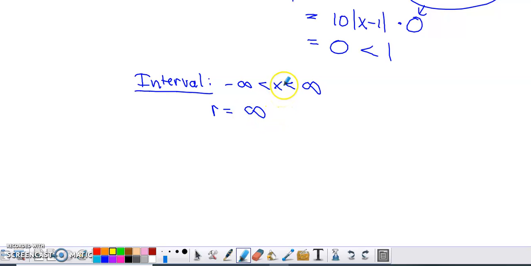This was based at 1. I go up infinity units to the top value. I go down infinity units to the bottom value.